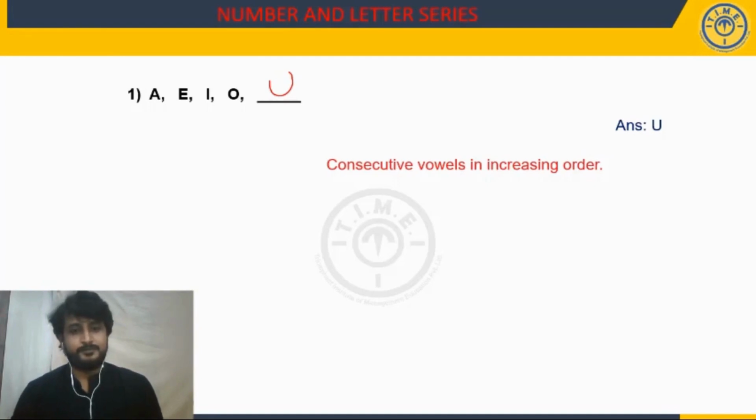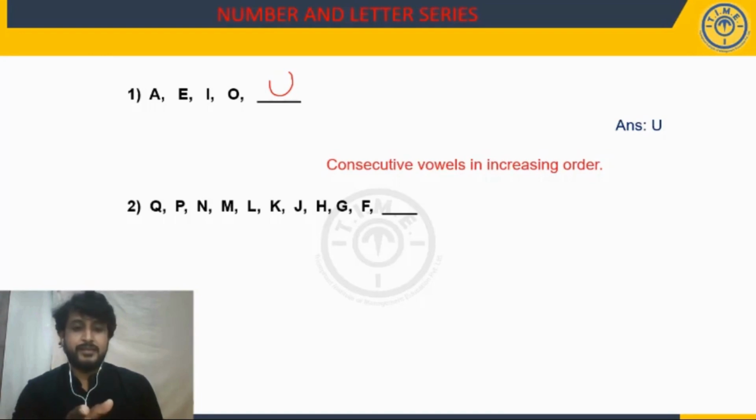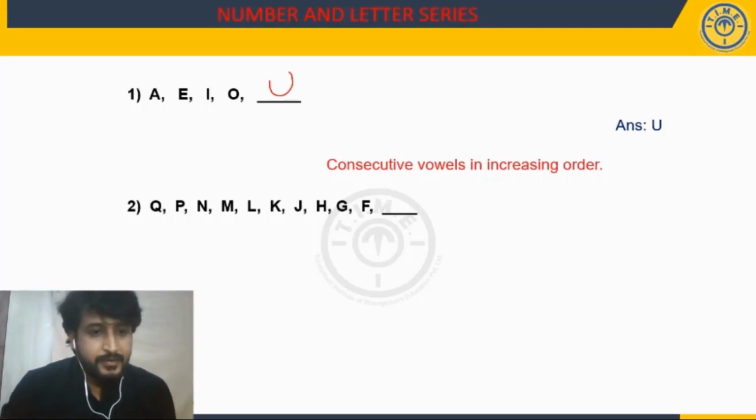Question number 2. Q, P, N, M, L, K, J, H, G, F. Here, when I am reading the letters itself, you need to understand one point. The letters are given in decreasing order, right? A, B, C, D, E, F, G, H and so on is the increasing order. Z, Y, X, W, V, U, T, S, R, Q, P, O, N, M, L, all this is decreasing order, right? Now look here. In decreasing order the letters are given, but some letters are missing. So just check which letters are missing.